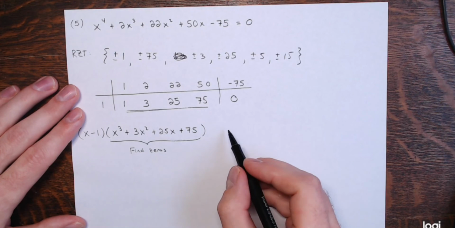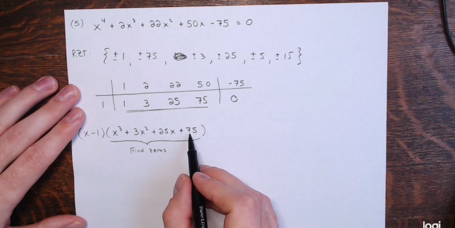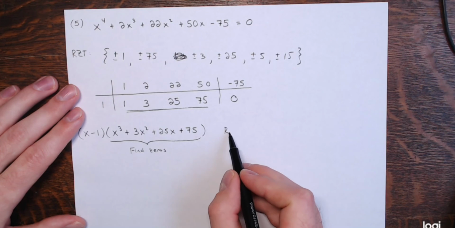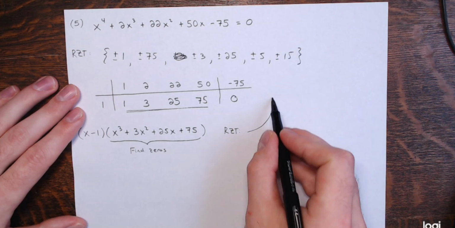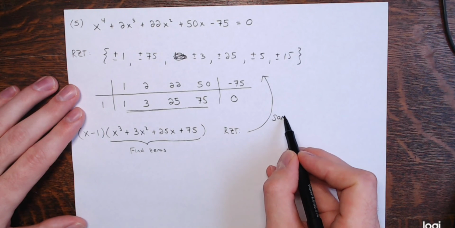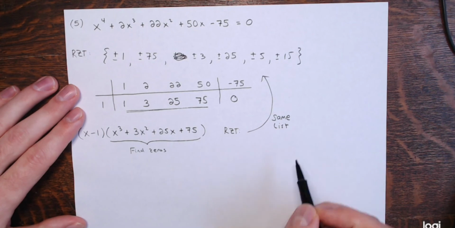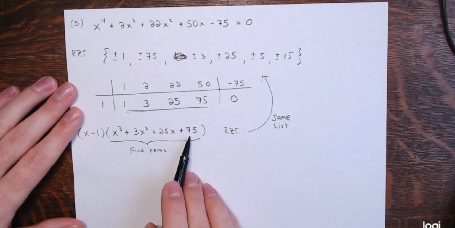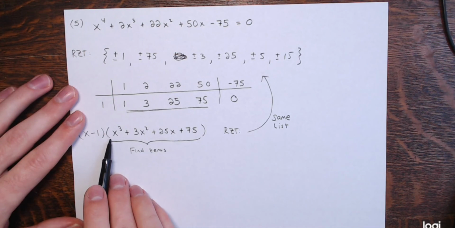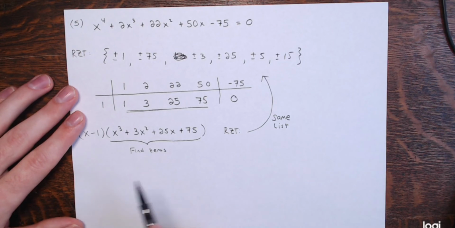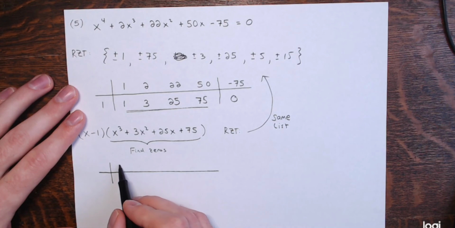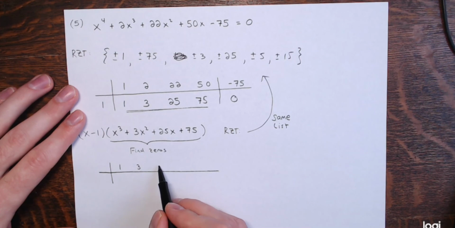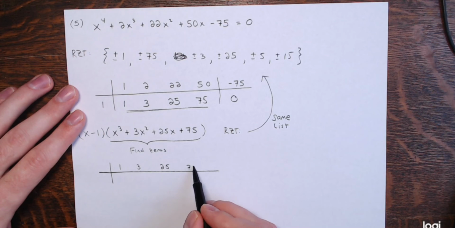Now notice all the coefficients of this are integers, so I can use the rational zeros theorem. But wouldn't it be the same list? You're checking the same list, because this is factors of 75, all right, divided by factors of 1, the lead coefficient of that x cubed there. And so off to the side, let's do it here. We'll check those numbers. So I have 1x cubed, 3x squared, 25x, and 75 is the constant term.